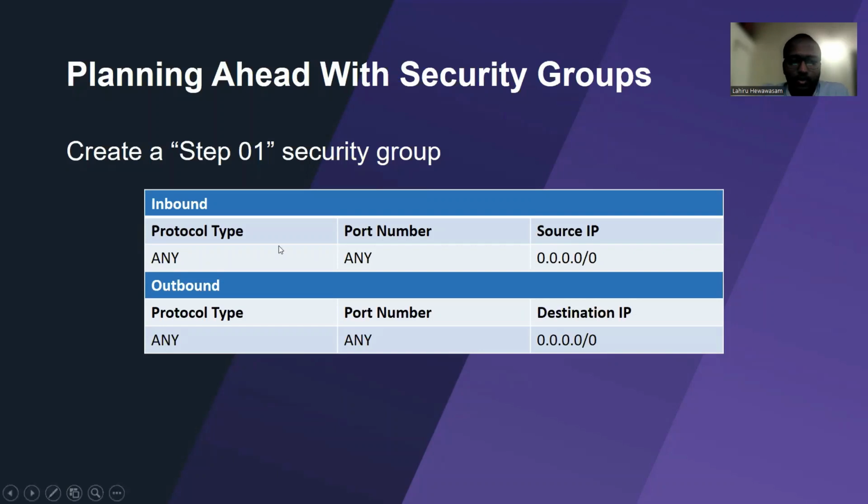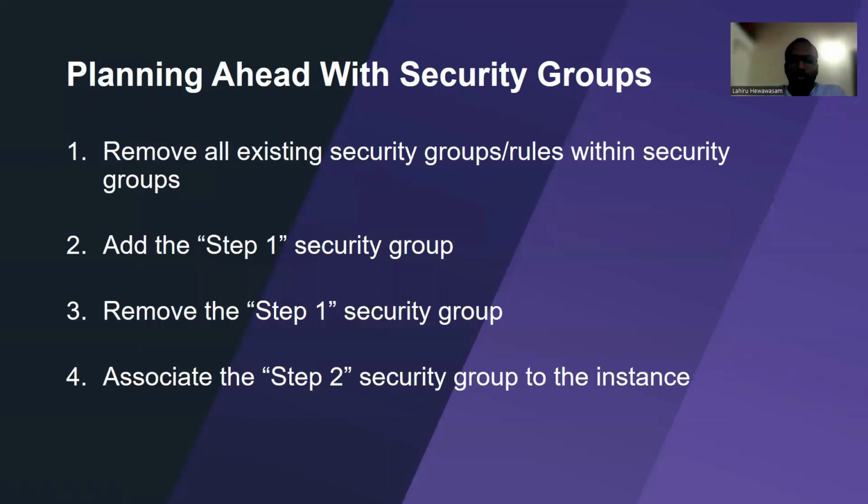With these two inbound and outbound rules, basically protocol type any, port any, and source IP from 0.0.0.0/0. Same with the outbound. Next, you create a step 2 or isolation step 2 security group, basically without any rules, right? So after you've created these two security groups, you can move into the actual incident response.